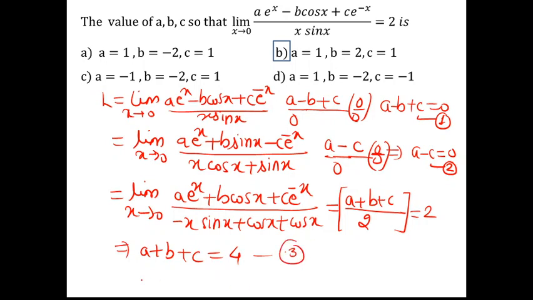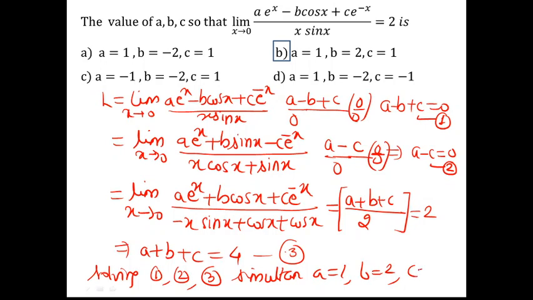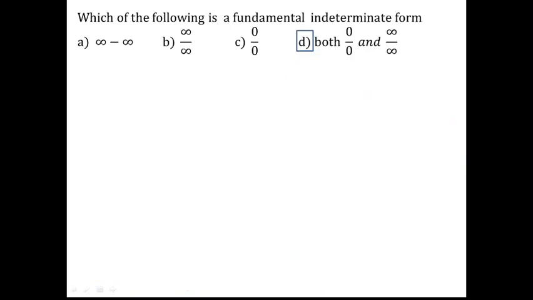Now solving equations 1, 2 and 3 simultaneously, we will find that the value of a will be 1, b will be 2 and c will be 1, which is nothing but option number B. So in this way the particular question can be solved quickly. Okay, now let's have the next question.